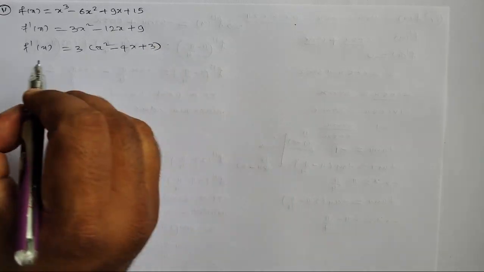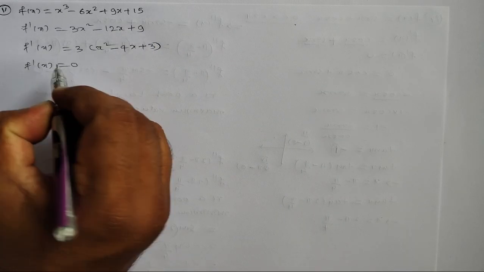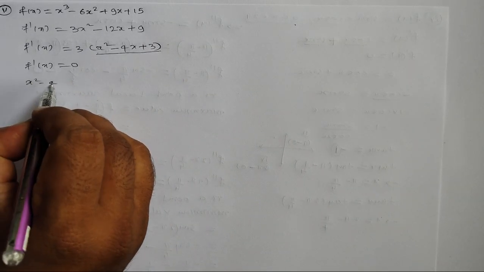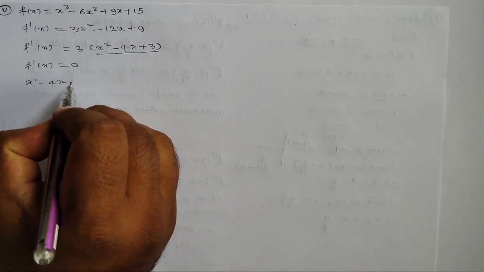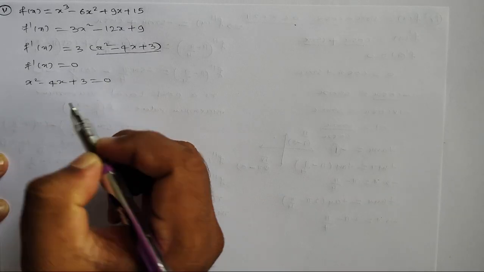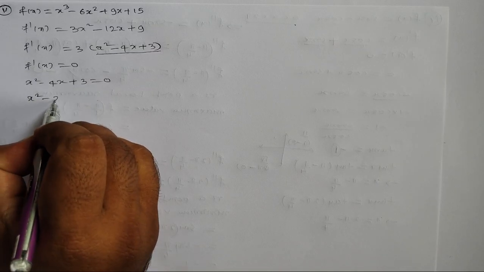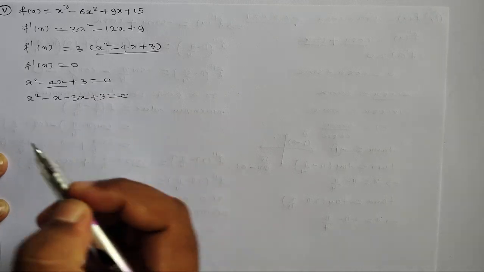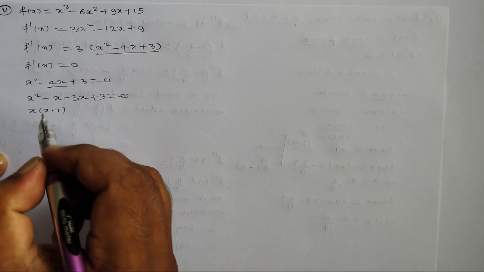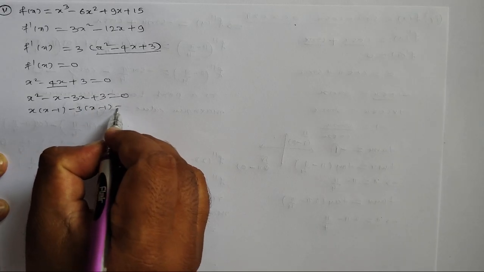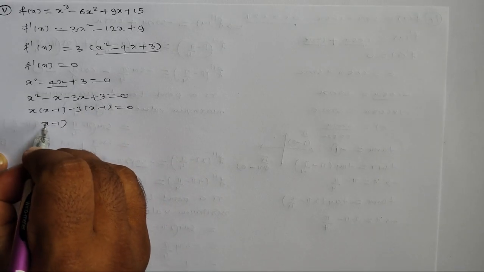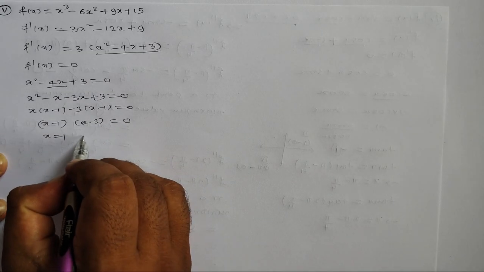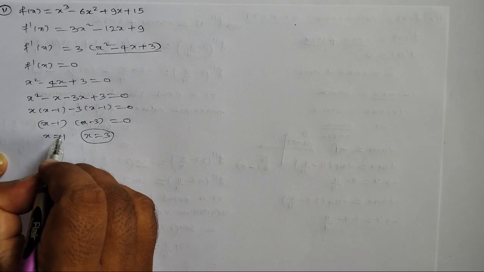The next condition is f dash of x equal to 0. Since 3 is not 0, x square minus 4x plus 3 equals 0. I can write 4x as x plus 3x: x square minus x minus 3x plus 3 equal to 0. Taking x as a common factor and minus 3 as a common factor, x minus 1 times x minus 3 equal to 0. So the x value is 1 or 3.